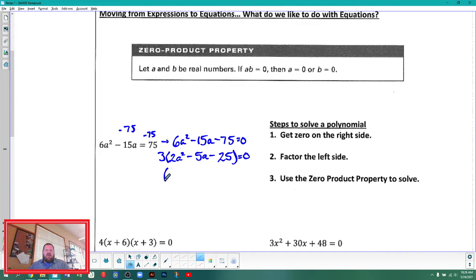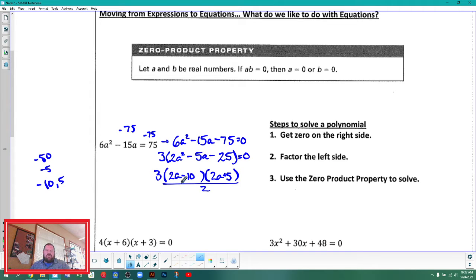All right, so I'm going to have 2a, and I want to think about two numbers that multiply to give me negative 50. I'm going to do that thinking over here. Multiplying to give me negative 50 and adding up to negative 5. It's probably going to be negative 10 and positive 5 because those add up to give me negative 5. Let's go and put them in there. Negative 10, positive 5, and that is going to be off by a factor of 2, so I will want to divide that by 2.